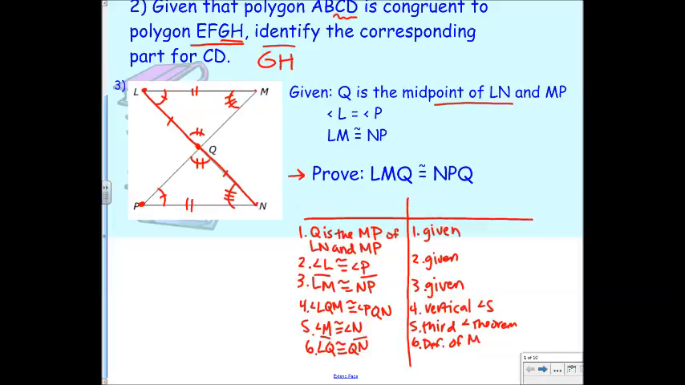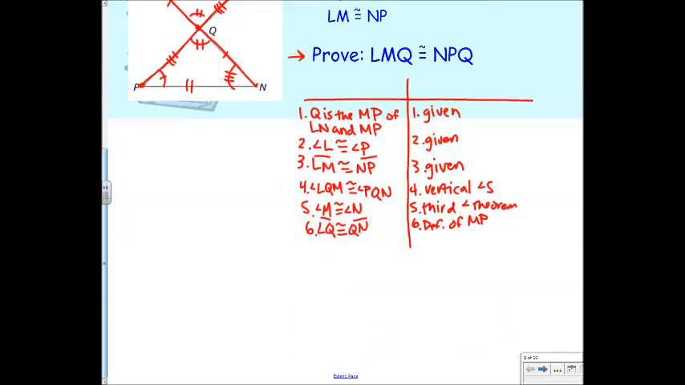All right, now you also know that Q is the midpoint of MP. So that means that if Q is the midpoint of MP, what does it do to MQ and PQ? Well, it must also cut those in two equal pieces. So we can say PQ is congruent to MQ. And that would also be definition of midpoint.